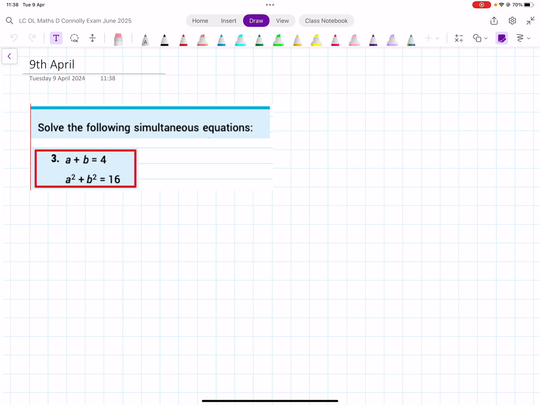So I want to do a video. There's already a video on my page for solving these type of simultaneous equations, but it's a higher level question. So this is an ordinary level question.